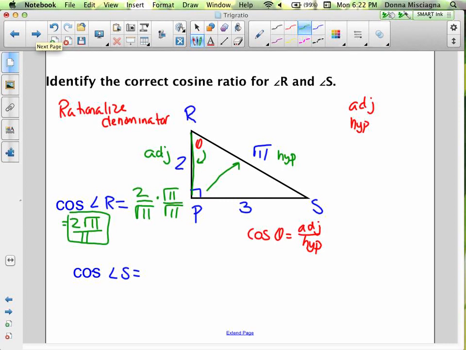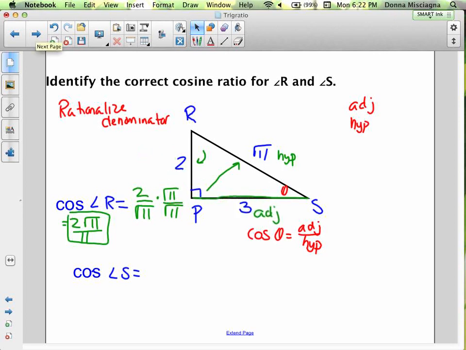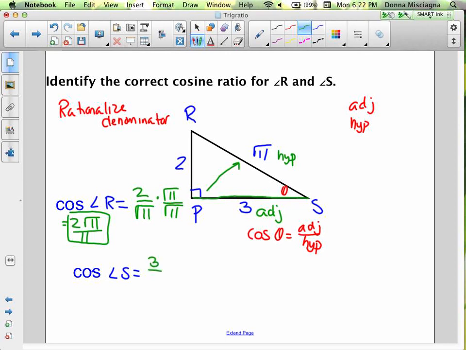Now we want the cosine of angle S. Angle S is on the other side of the triangle. The hypotenuse isn't changed at all, just our adjacent side has changed. Now this side is the side that makes up part of the angle. This is the adjacent side for angle S. So the cosine ratio for angle S is going to be the adjacent side, which is 3, over the hypotenuse, which is the square root of 11. That's still not rationalized, so we'll multiply by the square root of 11 over the square root of 11. Having seen what you got before, I think you'll probably figure out it's 3 square roots of 11 over 11.